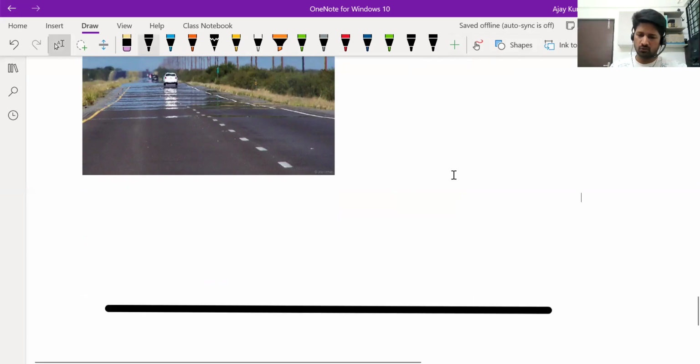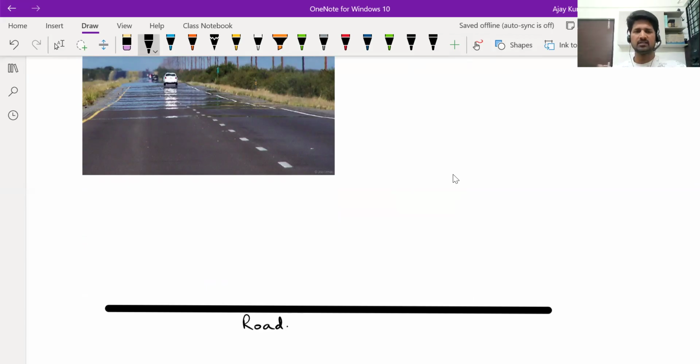Okay, suppose this is the road. And mirages you will mostly observe on very sunny days on roads. Okay, the temperature has to be high. The road surface temperature has to be high. So what happens is when the road surface is very hot, okay.